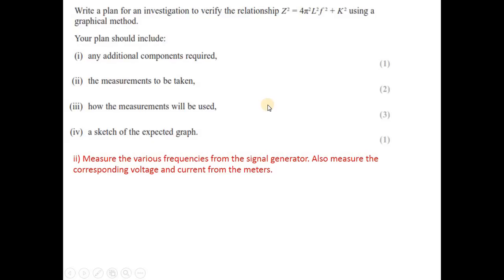How the measurements will be used. So now we have a voltage and we have a current. So we can use Z is equal to V by I to figure out the value of Z, and then we can figure out Z square and then F square according to the equation. So that's how the measurements will be used.